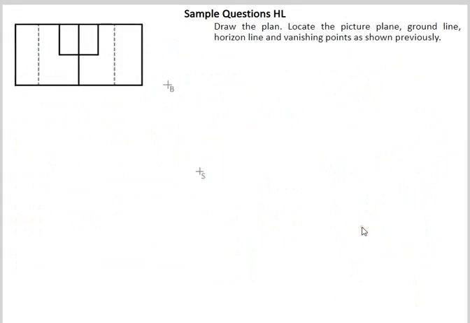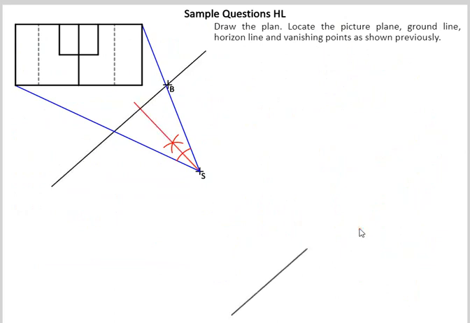Now the final question that we'll look at here is, we'll say, what could appear in a higher level question. One main difference here is we're given point B. Point B is where the picture plane is going through this time. So the picture plane doesn't actually touch the object at all this time.